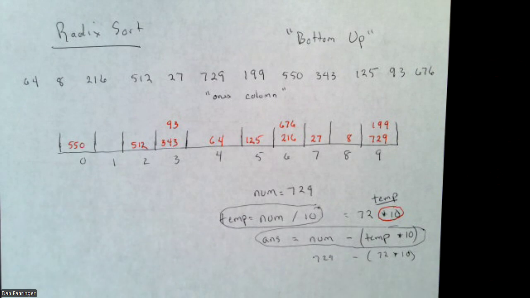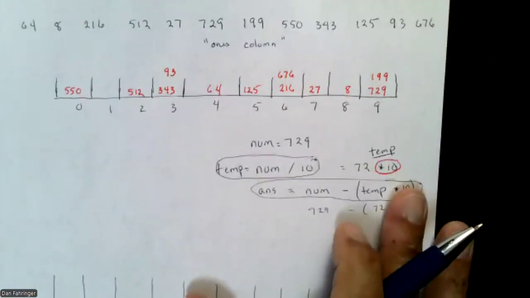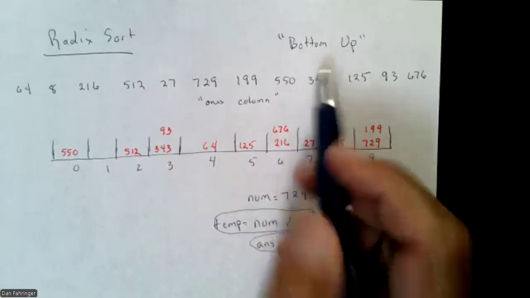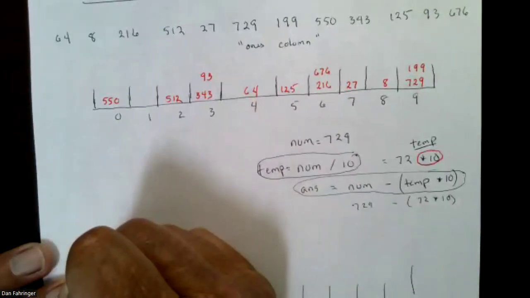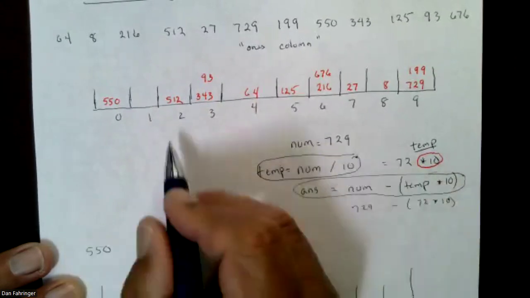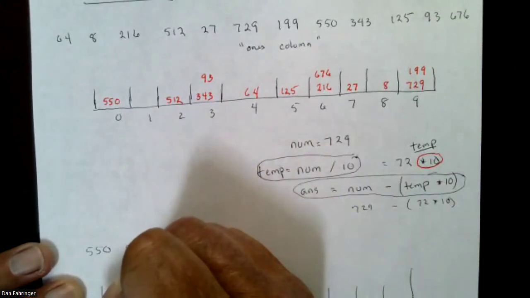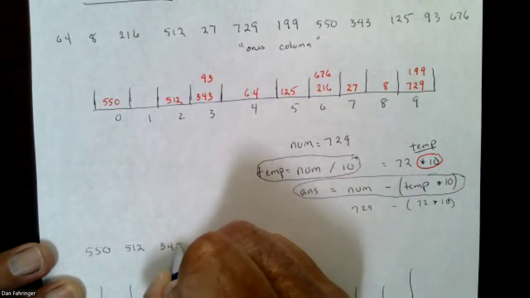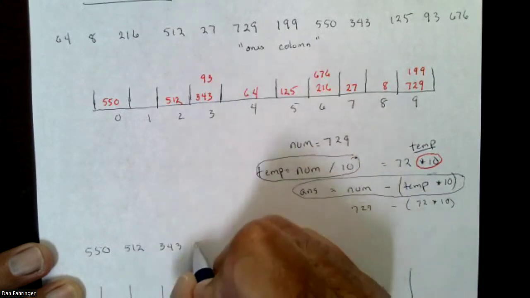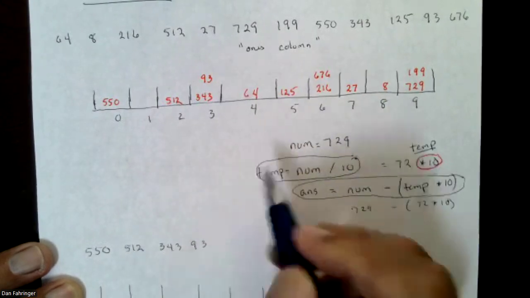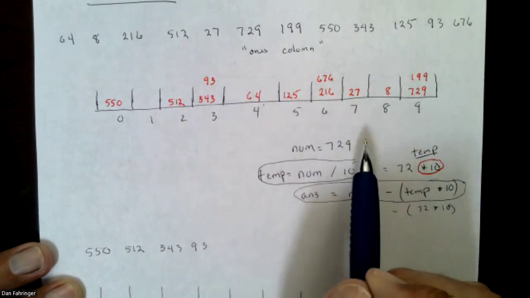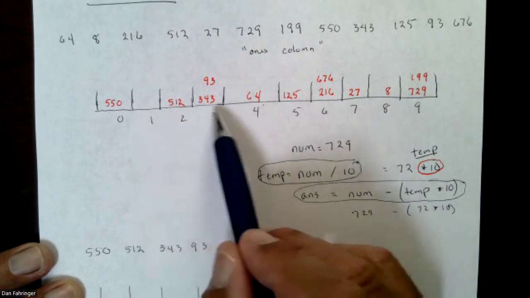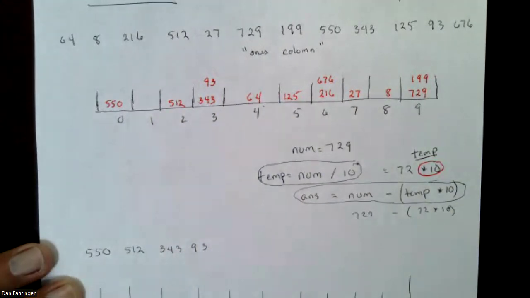Now I'm going to create a new list of numbers going from left to right, but doing bottom up, up, up, bottom up. So I'm going to go 550, 512, 343, 93. How in the heck would we store this stuff? Chaining? Might chaining come into play with this?